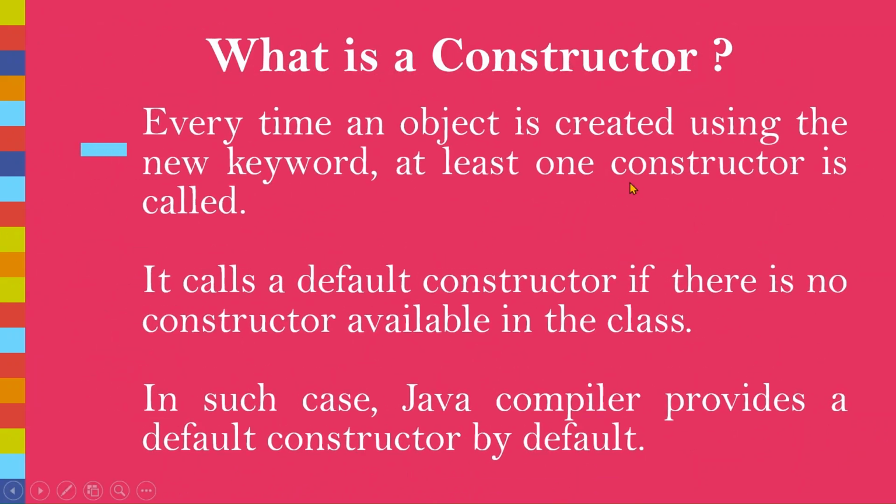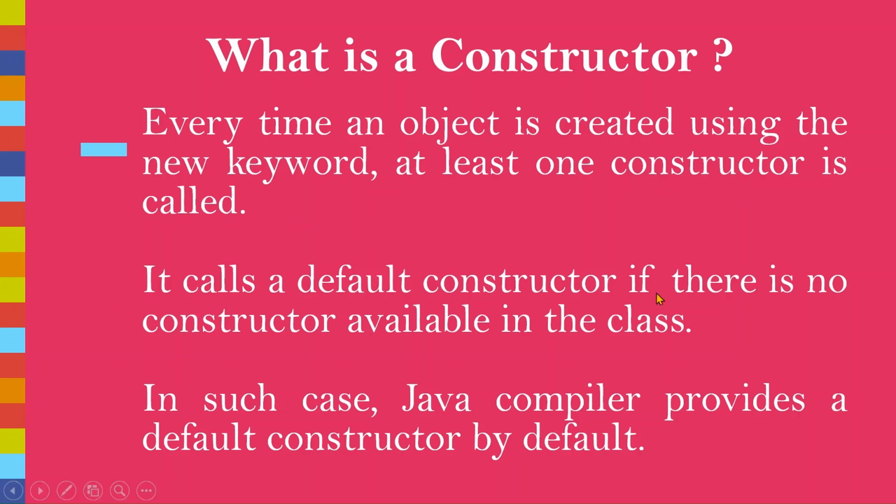Every time an object is created using the new keyword, new is the keyword, or we call it the new operator, which is used for allocating the memory. At least one constructor is called. So whenever I'm writing the object creation like class name, object name, assignment operator, new, then the constructor name, at least one constructor, either parameterized or non-parameterized, you need to write.